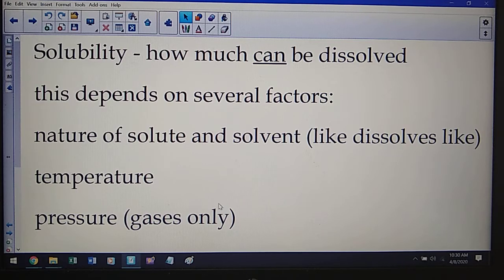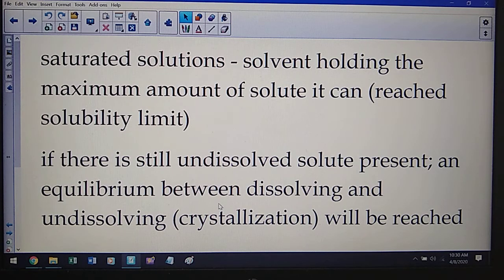And for gases, they can be affected by pressure. Pressure doesn't really have much impact on liquids and solids. It has some, but it has to be pretty extreme. So for the most part, temperature is the big key in changing solubility. But whatever that is, it's called the solubility limit, how much it can hold at maximum. And we call that kind of solution a saturated solution.